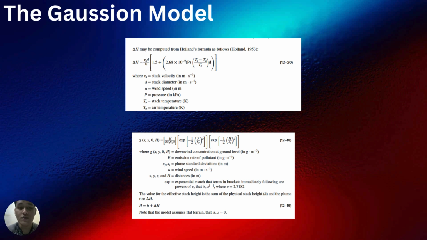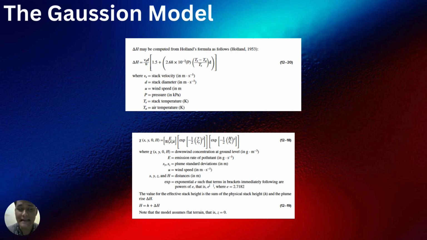Furthermore, we can also calculate the downwind concentration at ground level in the unit gram per meter cube. From equation 12.18 shown in this slide, we can calculate the downwind concentration in grams per meter cube. Some parameters in this equation, such as the plume standard deviations Sy and Sz, are constant parameters that can be obtained, which will be explained in the next slide.